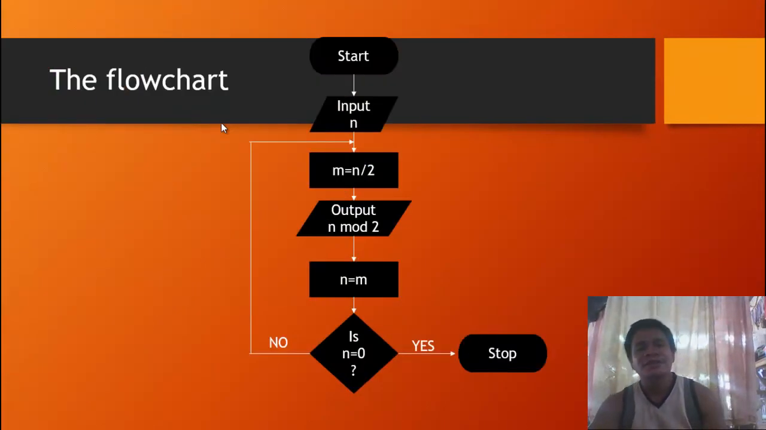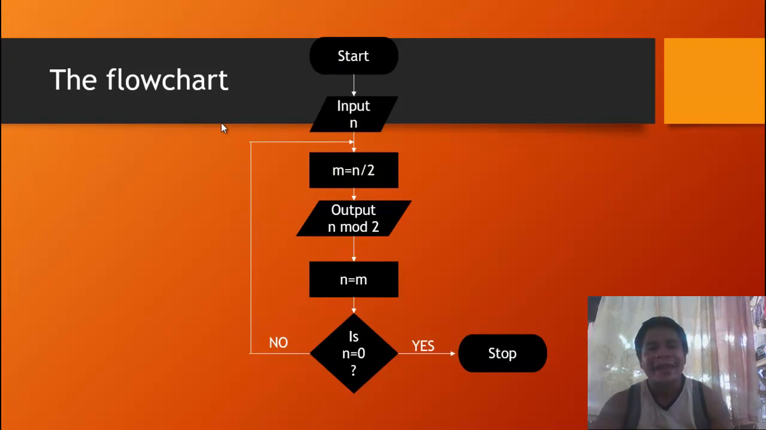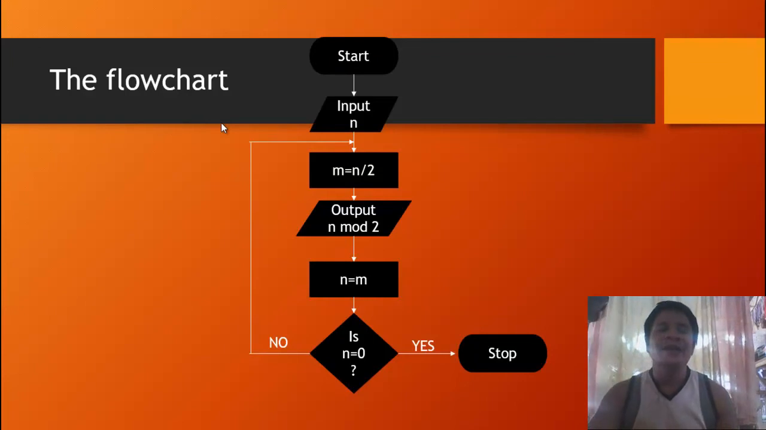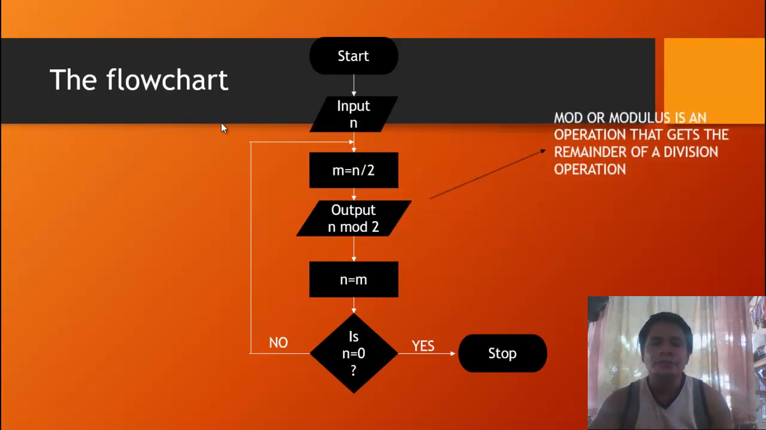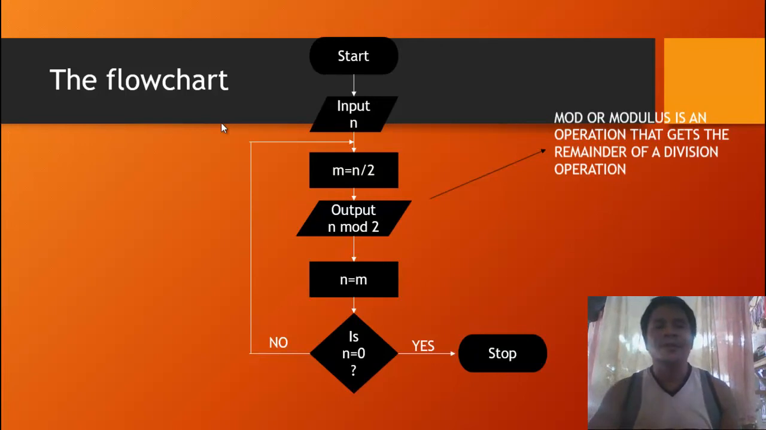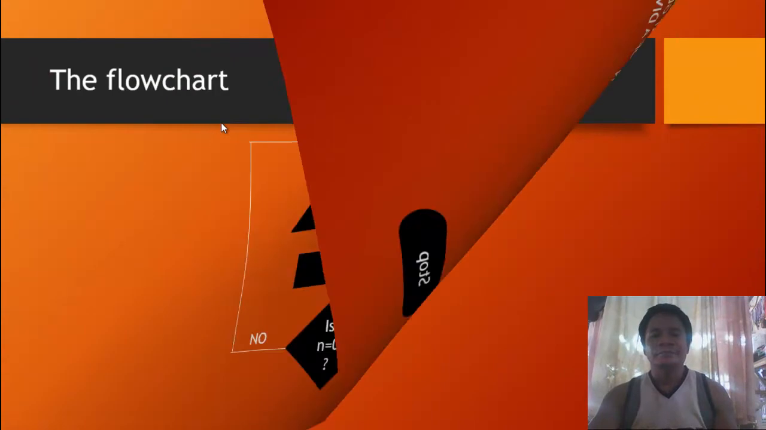The flowchart. Start. Input n. m is equal to n over 2. Output n modulus of 2. Modulus, or mod, is an operation which gets the remainder of a division operation. Now n is equal to m.